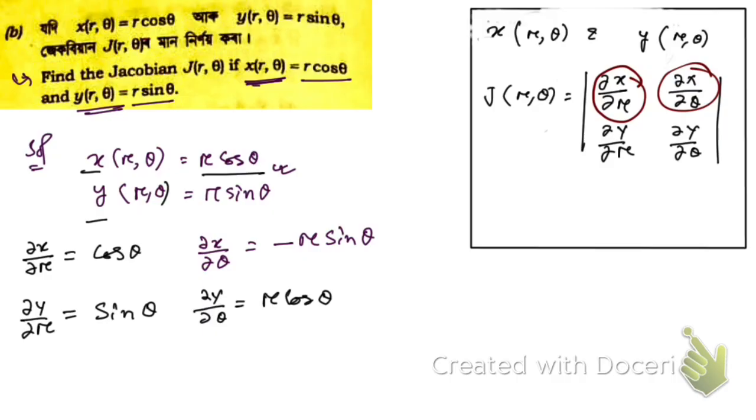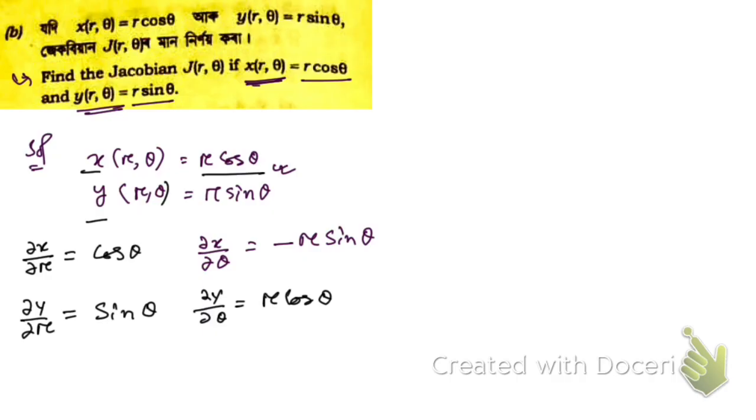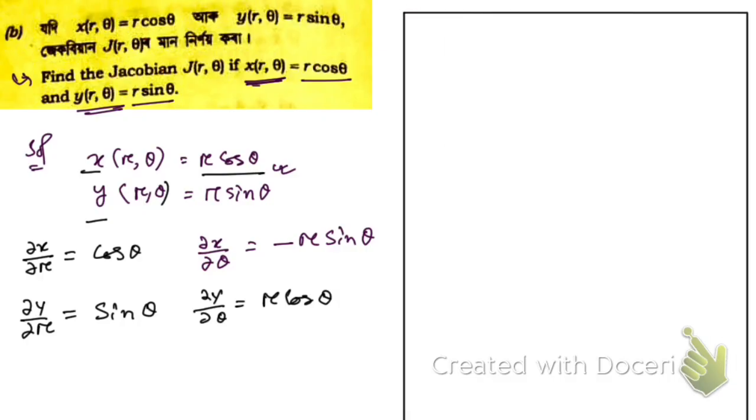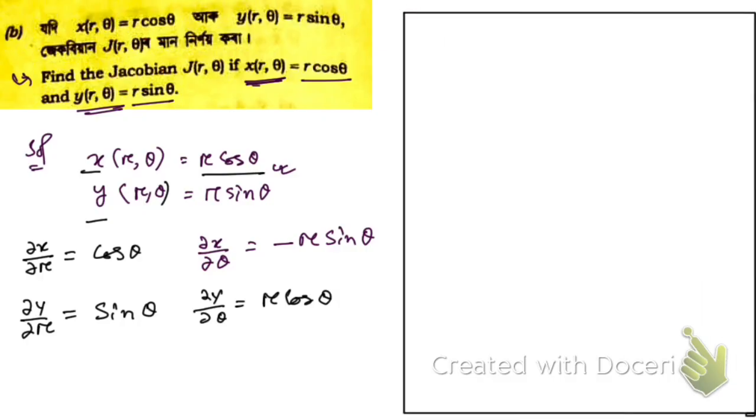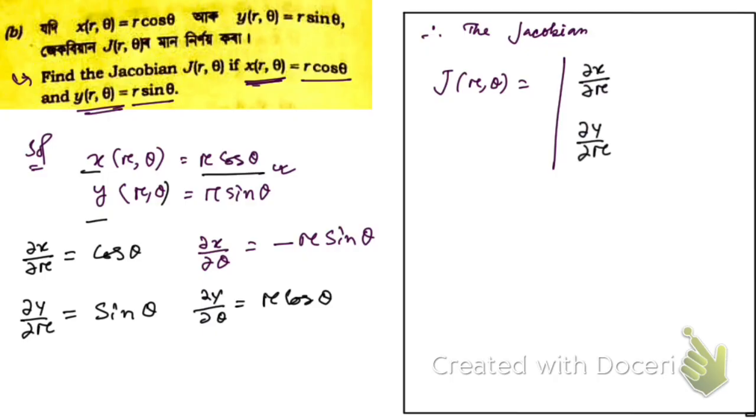Okay, now let me clean this side. Let me solve the remaining part here. So we need to find the Jacobian. Therefore the Jacobian of r comma theta is given by the determinant. Let me write this one here.